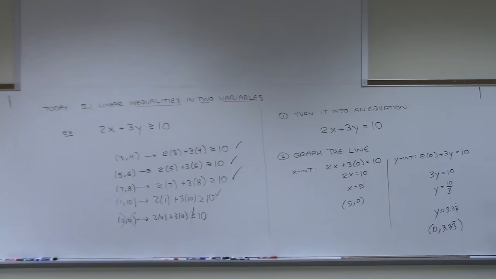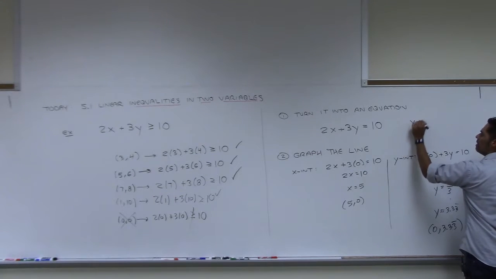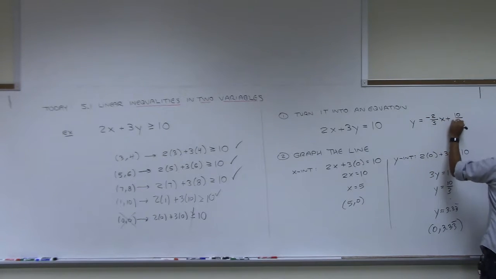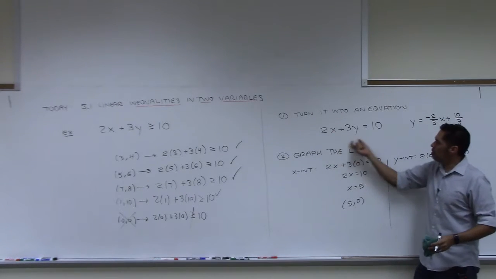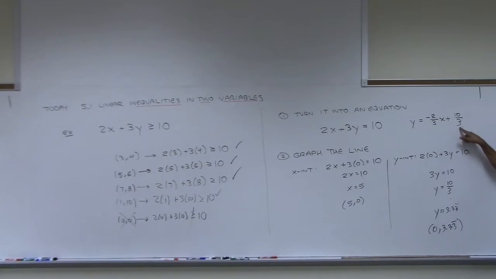Now for those of you who don't like this method, you could have solved for y, right? If we solve for y, I'll just show it up here. You would have y equals negative 2 thirds x plus 10 thirds. So you would have moved the x term over, then divided everything by 3, and you would have had this. This would have been your y-intercept. This would have been your rise over run. Okay, either way, you choose.